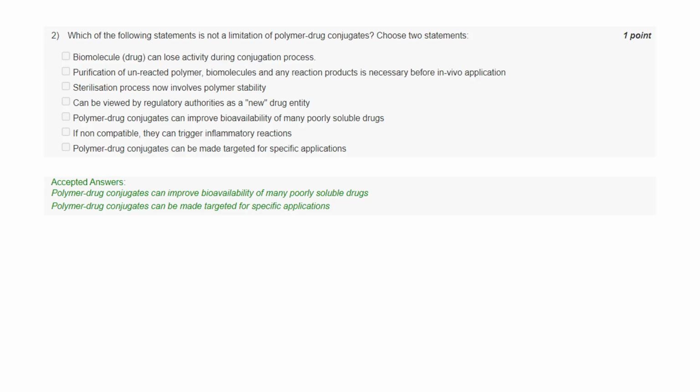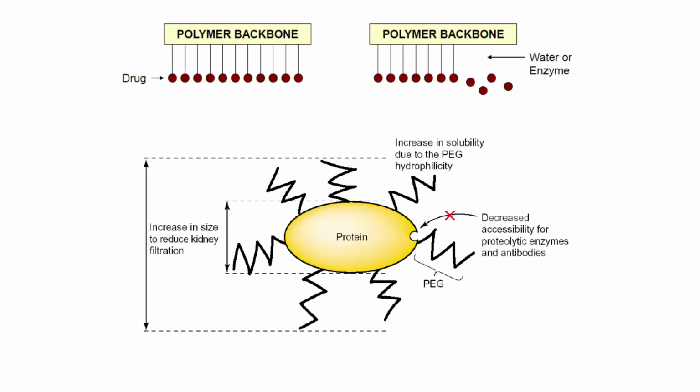So let's just discuss this concept in a bit more detail. As I said, polymer drug conjugates, this concept is there because there are two applications. One, if your drug is very hydrophobic, I mean it's not solubilizing and you want it to solubilize faster, that's when you can conjugate it with certain polymers which are hydrophilic in nature.